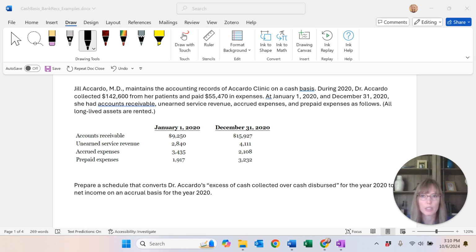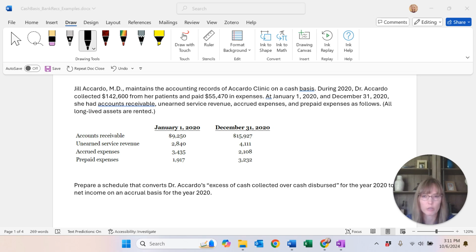Jill Accardo, MD, maintains the accounting records of Accardo Clinic on a cash basis. During 2020, the doctor collected $142,600 from her patients. Okay, so we have our cash revenue, and paid $55,470 in expenses. There we have our cash payments or cash expenses. And clearly, when a company is converting from the cash basis to the accrual basis, they've got to already have or be able to prepare some of the accruals and deferral accounts.